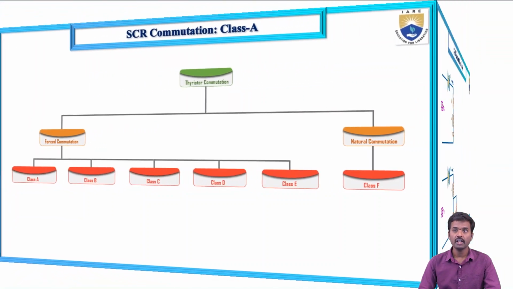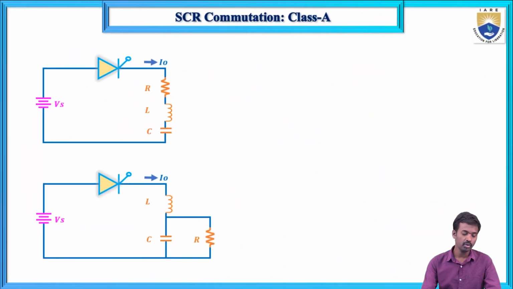First, the Class A commutation circuit. This is the supply voltage, plus and minus DC voltage, and this is thyristor T1. Here this is the load. This Class A commutation is also known as load commutation. Here L and C are the commutating elements, which are responsible for turning off the SCR. Now, how will we turn off this SCR?